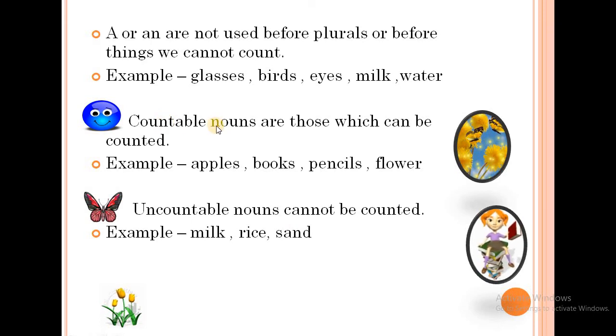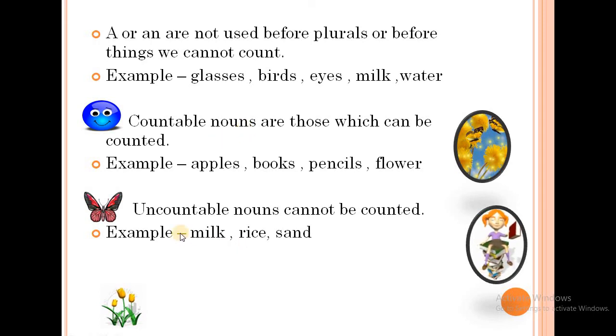Now let's see what are countable nouns and what are uncountable nouns. Countable nouns, that means those which can be counted. The things which we can count, those nouns are known as countable nouns. That means the things which we can count in numbers, we call countable. So here apple we can count, books, pencil, flowers, chocolates, ball, pads, notebooks, all these things we can count. So these things we will consider countable nouns.